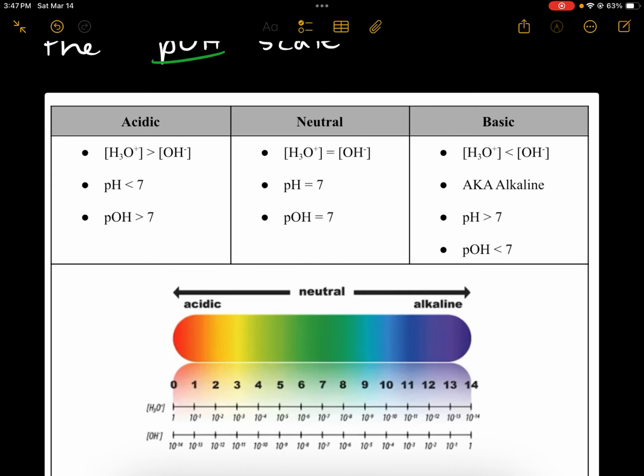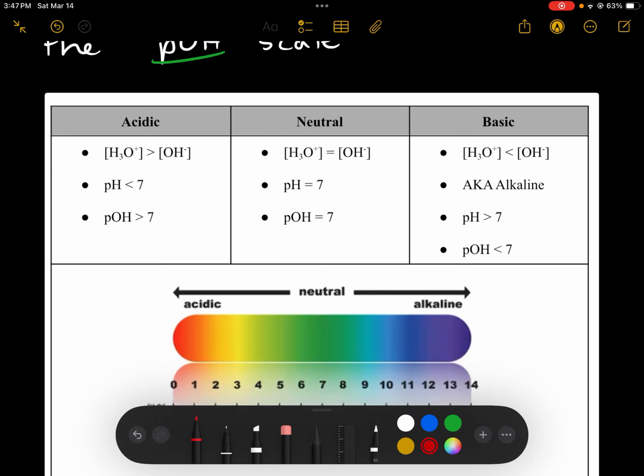An acidic substance is going to have an H3O+ or hydronium concentration that is greater than its hydroxide concentration, which makes sense. Hydronium is acidic by nature. Acidic substances have pH values that are less than 7, but they have pOH values that are greater than 7, because again, I said that those two scales were inverses of one another.